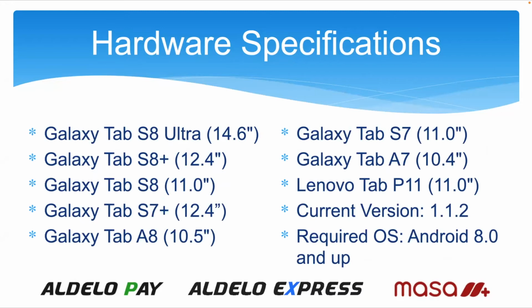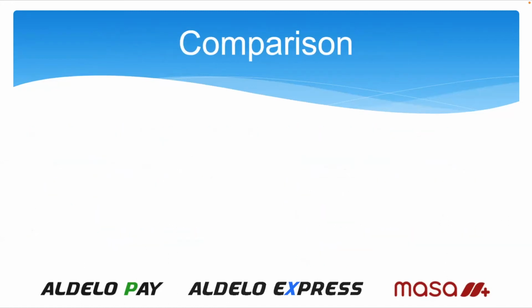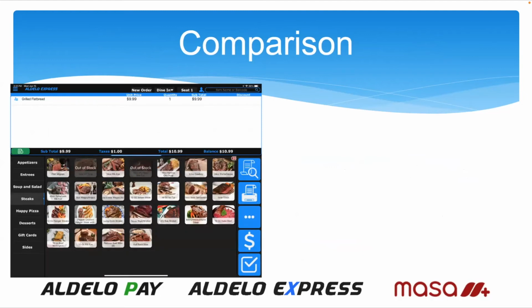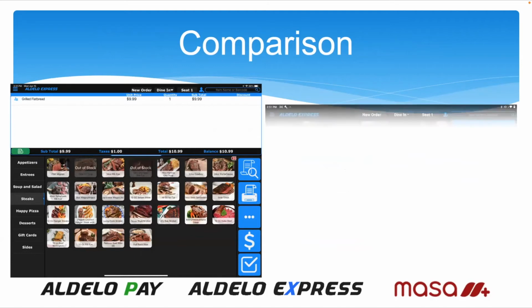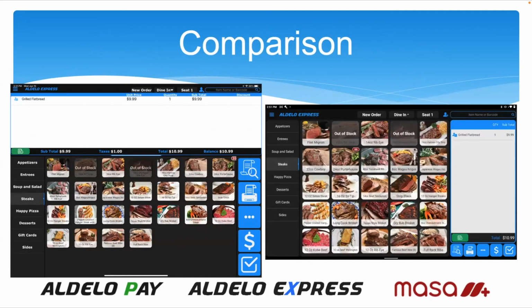So now let's get into the comparisons of the two products. This is a screenshot from my iPad Pro. It's the 12.9 screen. And then this is a screenshot from my Lenovo 11-inch wide Android. You're going to notice some differences right up front. Because of the screen size, we've taken the ticket from the top and put it down the right-hand side, more like a traditional point of sale.